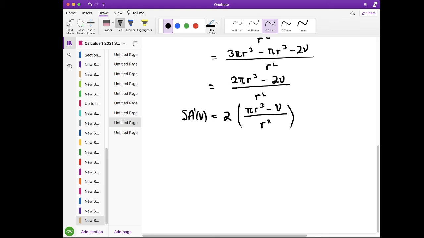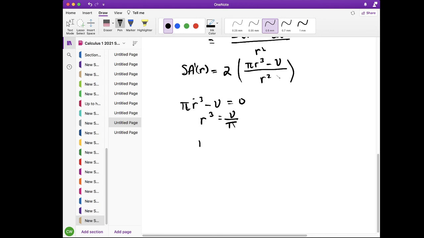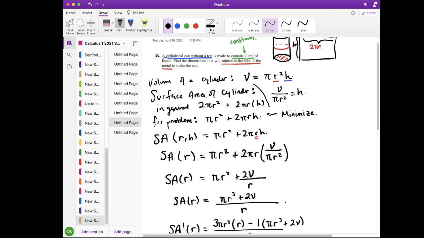Yeah, you just set the numerator equal to 0, right? We don't want r equal to 0 because that doesn't make sense. That means volume wouldn't be a thing. So we set the numerator equal to 0. So pi r cubed minus v. Oh, I'm sorry, not SA of v, SA of r. That was confusing. V is constant. So r cubed is equal to v over pi. So r is equal to cube root of v over pi. So that is it. That's the r that minimizes the surface area.